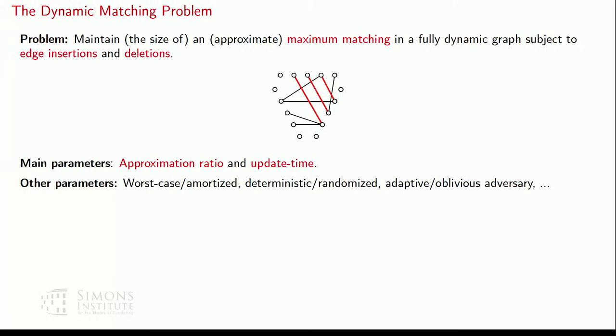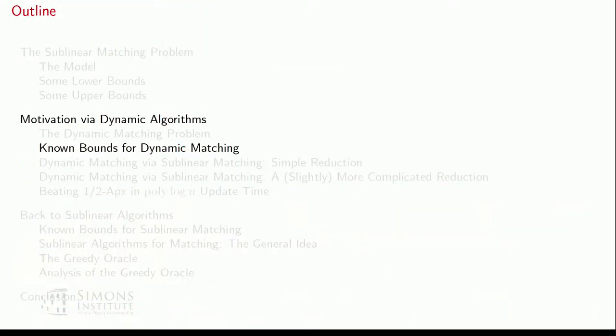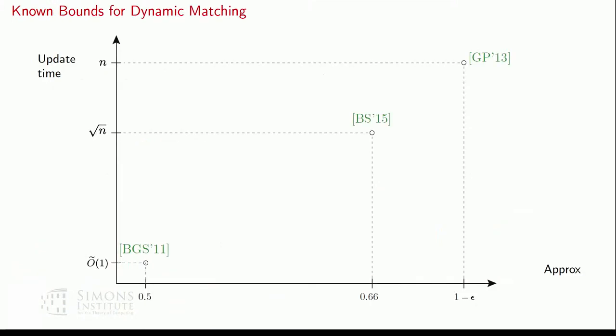There are other talks today. I know David will be talking about this. In the interest of time, I'll just hide these aspects of the algorithms. I'll only focus on approximation and update time in this talk. And there are a lot of works on dynamic matching, so I won't be able to tell you about everything that's known. But I'll try to give you an overview of the bounds that are known.